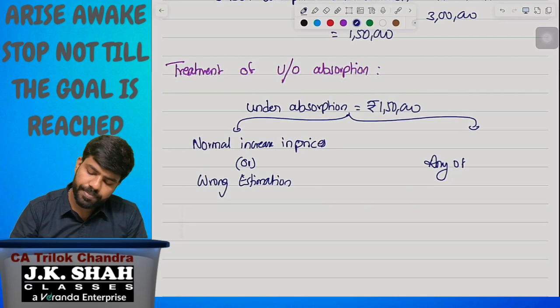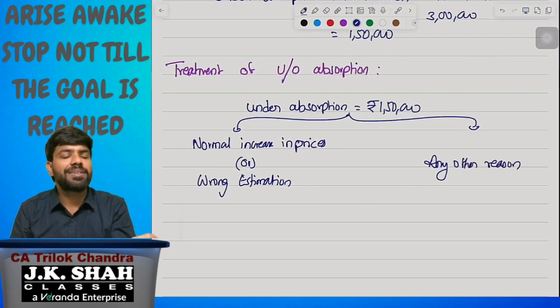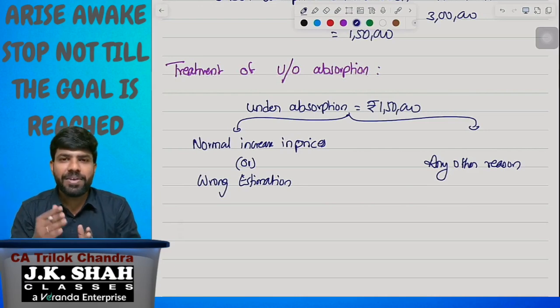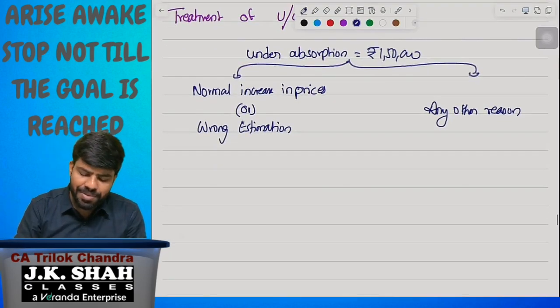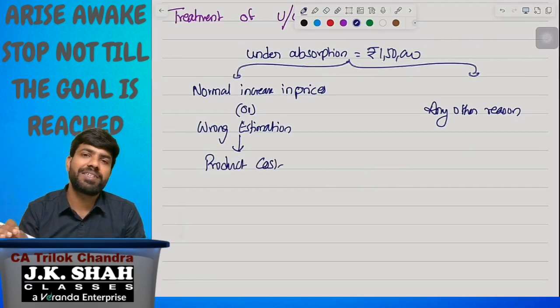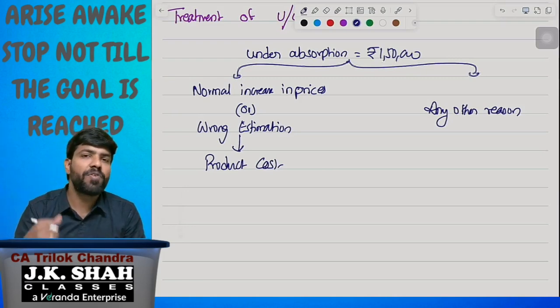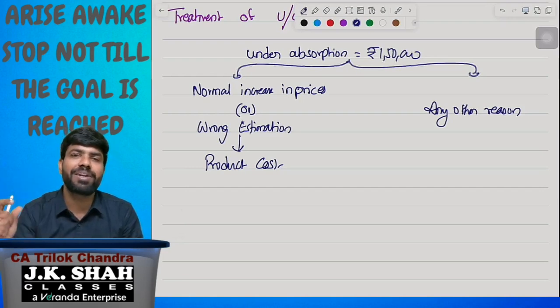Any other reason? What is this normal increase in prices? We estimated some X amount, but due to inflation or whatever the reason, the cost has increased, or the estimation has been made wrong. That is the first reason. Second reason, any other reason. If it is because of the normal increase in prices or wrong estimation, we'll be classifying it as the product cost. What is product cost? The cost considered for the stock valuation. I clearly made one YouTube short on this. If you want, you can watch that. In 1 minute, I have cleanly explained what is product cost and what is period cost.